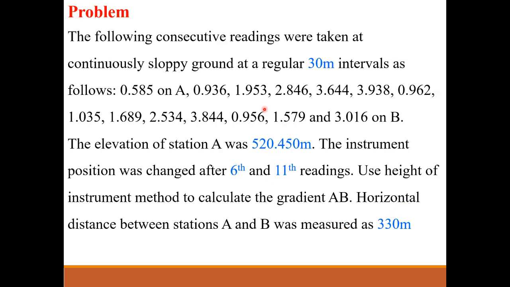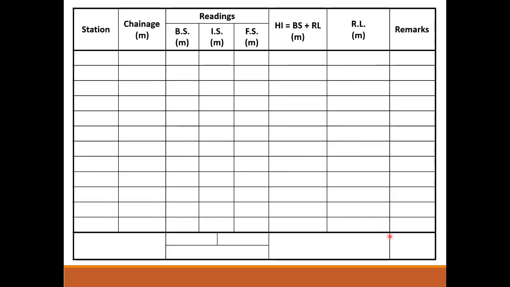Okay, in this question, readings are given to you. The elevation of the first point, which is actually the reduced level of point A, is also given. Another piece of information is that after the 6th and 11th reading, the position of the instrument was changed. It means the 6th and 11th reading points are change points. We have to calculate the gradient of AB, whereas the horizontal distance between first and last point is also given, which is 330 meters. So let us proceed with the calculations.